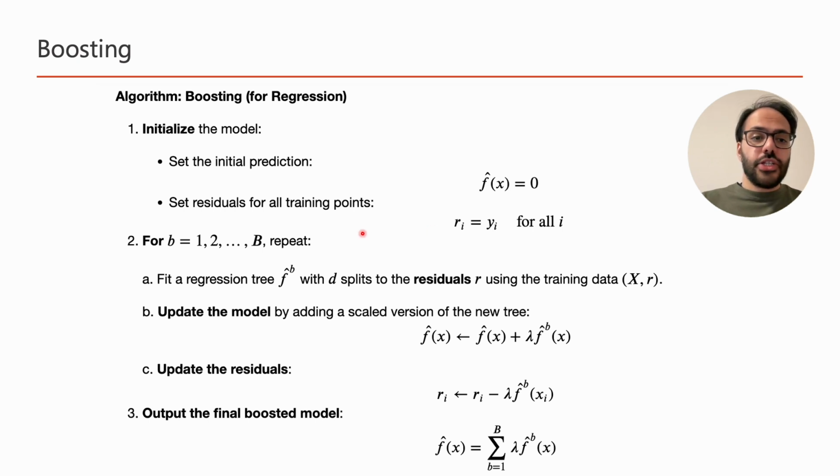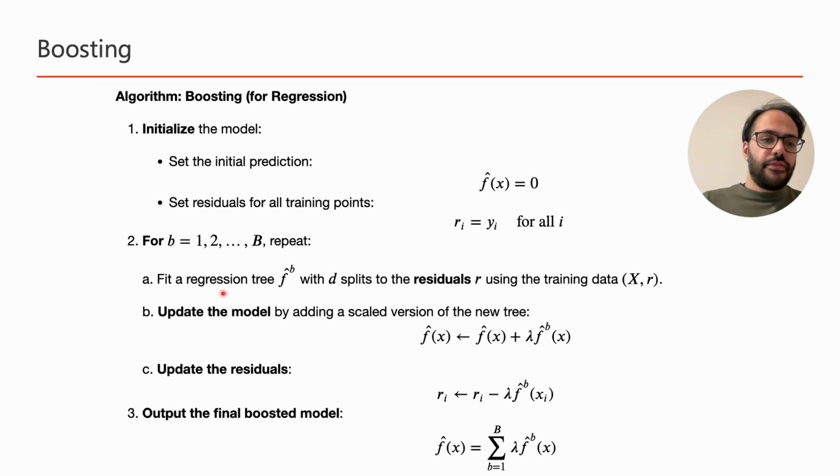And then we set the residuals for all the training points to be the actual outputs, because right now we have not predicted anything. So our residuals are basically the true outputs. But I will tell you exactly why we define these residuals like this, because then we go through these B steps of boosting here.